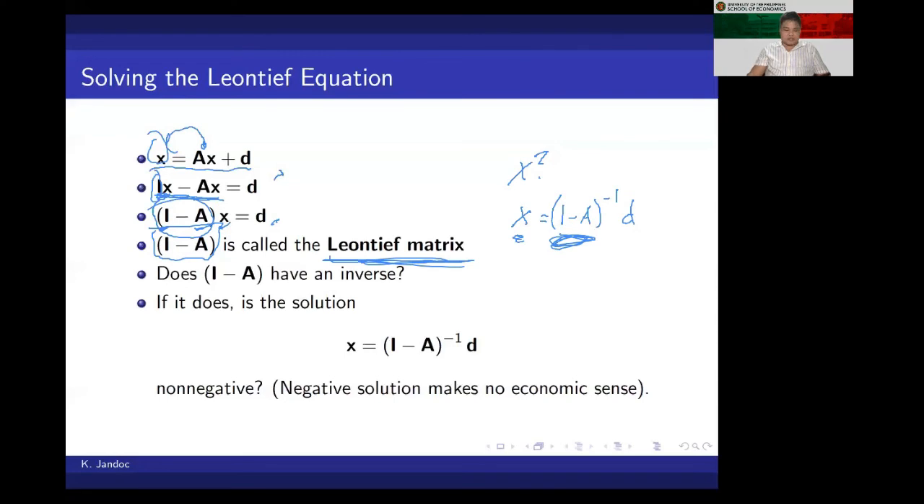But there's a second point. This solution must be non-negative because it's hard to think of outputs that are negative. What's a negative output? You're giving it away. Only positive or zero output will be admitted as a solution to this equation. Okay, so we need to find whether the Leontief matrix has an inverse, and whether the solution will be non-negative.